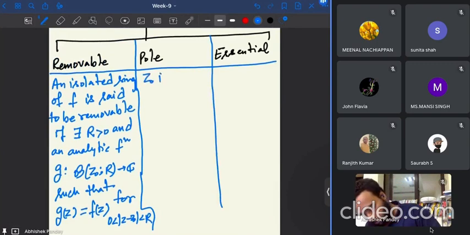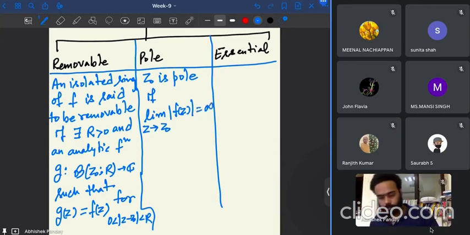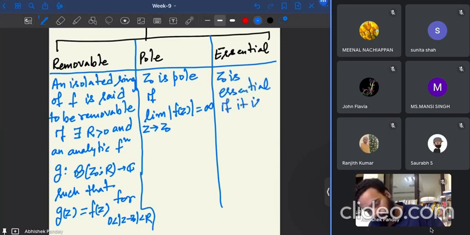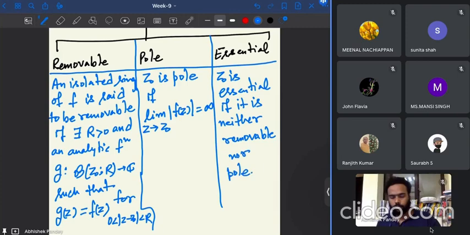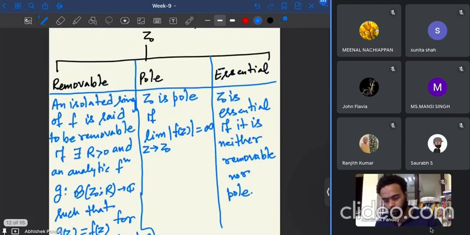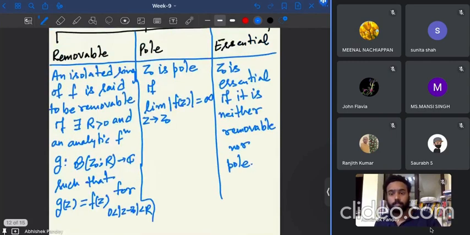Also, z naught is a pole if the limit as z tends to z naught of mod of f(z) is infinity. And z naught is essential if it is neither removable nor a pole. So this we call essential. So isolated singularity has these three types.